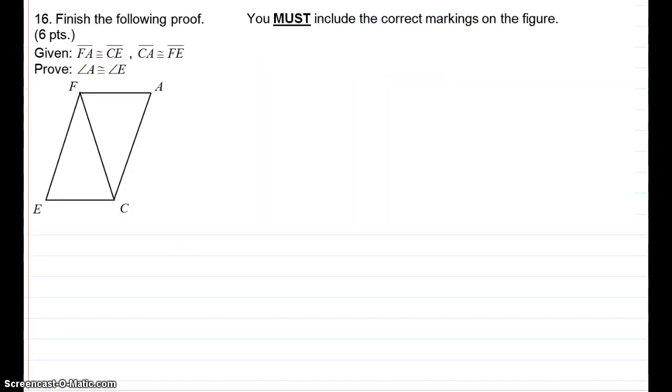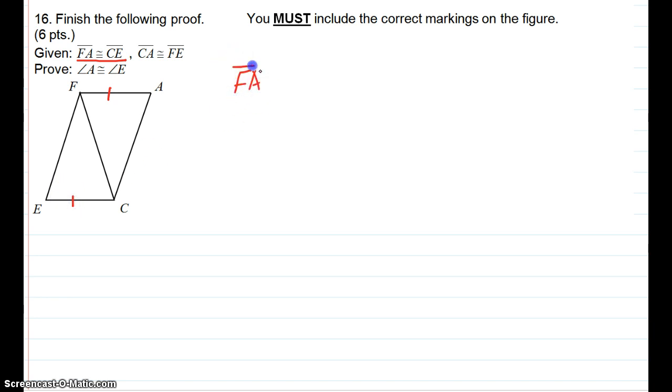Alright, for number 16, we are going to complete the proof. So again, you got to include the correct markings, but notice here there's nothing given. So what you want to do is you want to use the template that we used for problem 15 and just model it here in 16. So what I'm going to do is I'm just going to start here. And this says FA is congruent to CE, so we'll mark it. And so now write it.